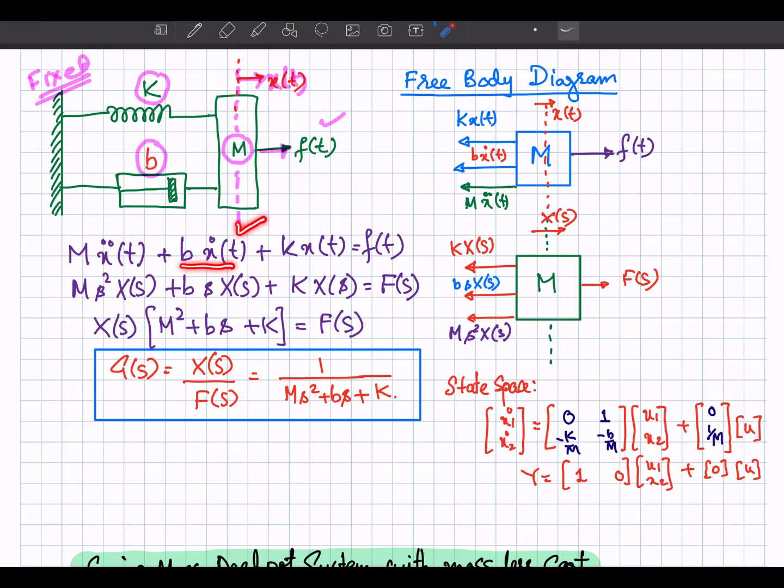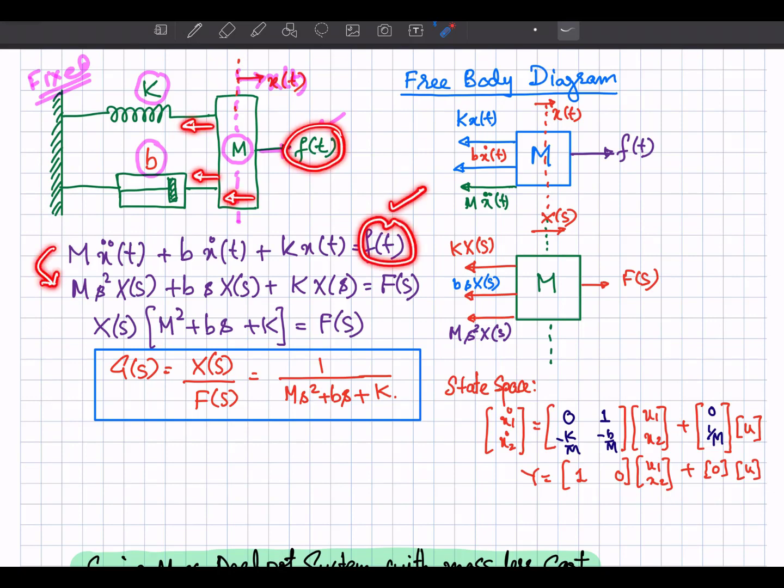So b into x dot, the velocity will be determined by this one, x dot, and the spring force, that will be equal to k into x. So this force, spring force plus damping force plus the force because of the mass must be equal to the applied force. So we have this equation.